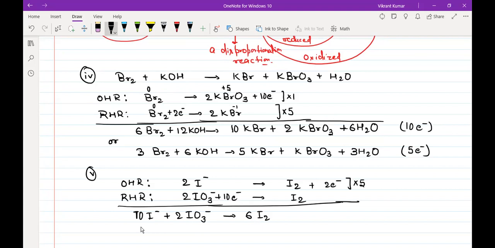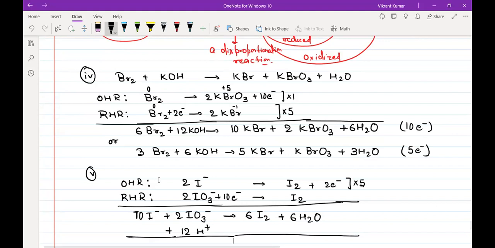And after that, if you see, charge balance करने के लिए I need to put, if I am having H plus, I'll be writing it on the left side, and that has to be 12 H plus, so that the total charge on the left side also becomes 0, and then only charge will be balanced. To balance hydrogen, we need to put 6 H2O here. That is the balanced reaction. Is it okay? Any doubt?